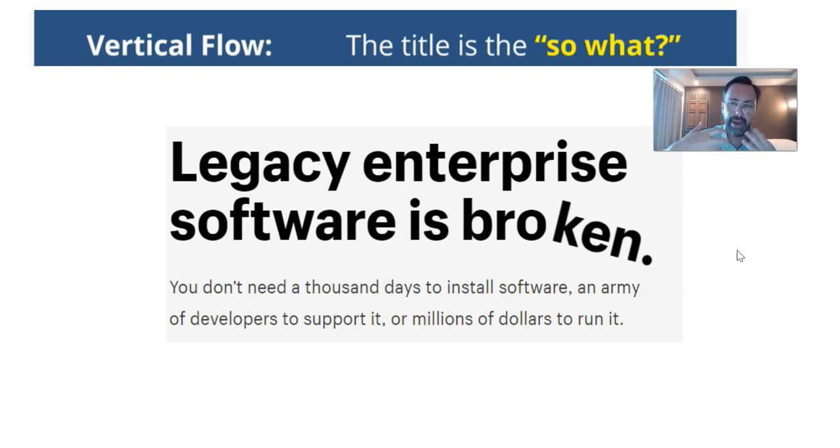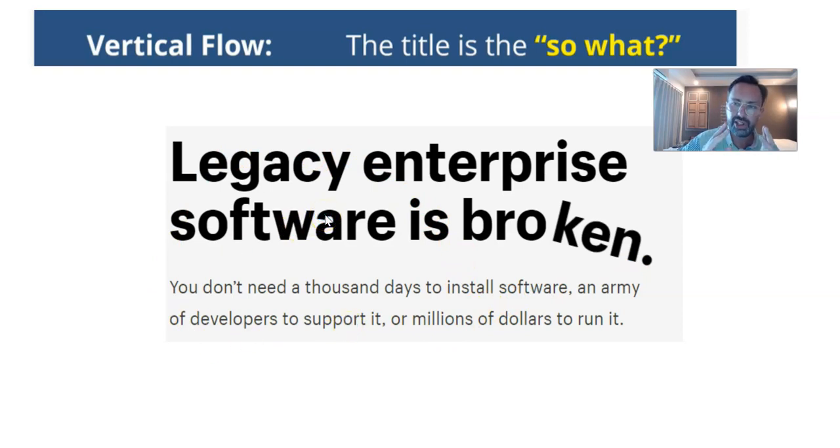And then at the micro level, what we're talking about is the vertical flow. It's the conclusion they want you to draw in any given section. So I just took this particular section of the website, and the conclusion they want you to come to is that legacy enterprise software is broken. And they're using this cute little text effect to show how things are breaking. And then the body text is supporting this conclusion.